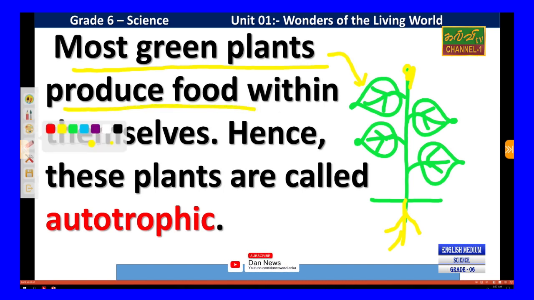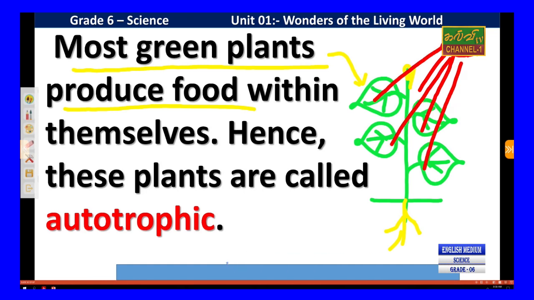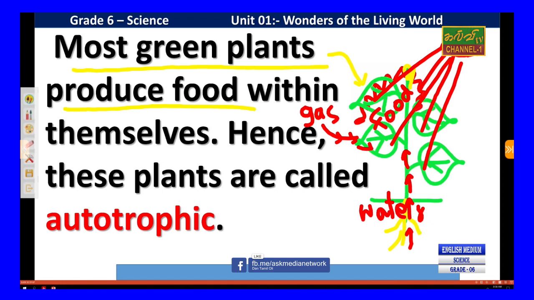I already mentioned they are getting sunlight. Sunlight rays will fall on the plant, and they can use carbon dioxide gas. Some gases will go inside the plant, and water also goes through the plant. So they are producing food. What is the plant which can produce food?